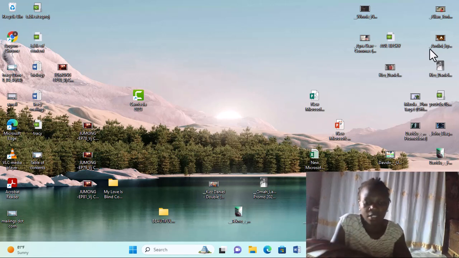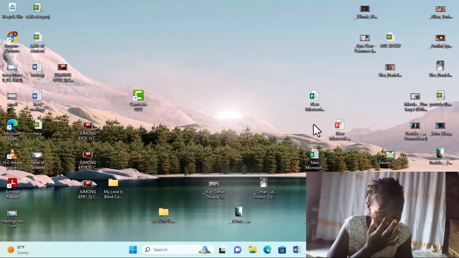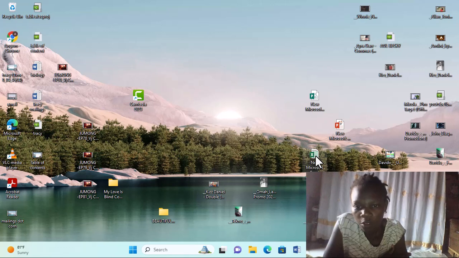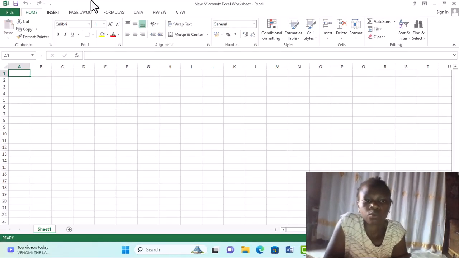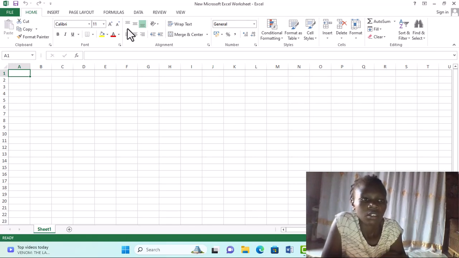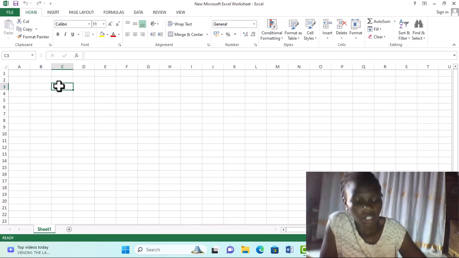So let us start straight away. So let us open our Microsoft Excel, because it's what we are going to work with. Here it is. So let us start with the very first one, which is hash.